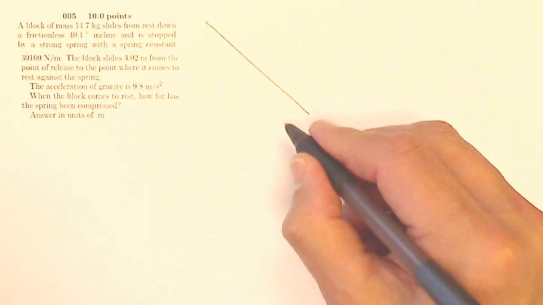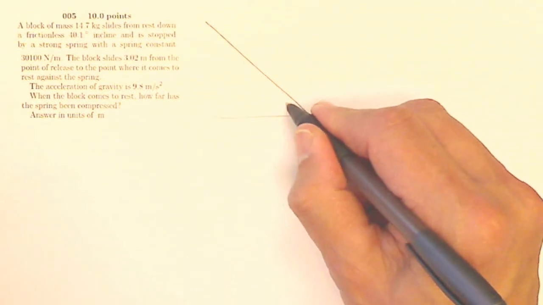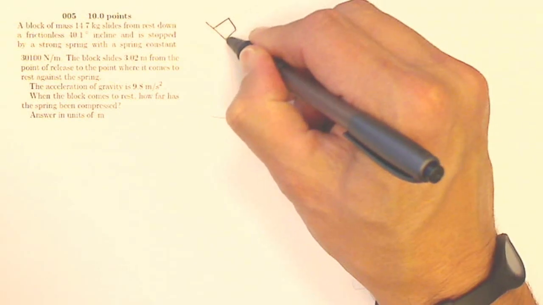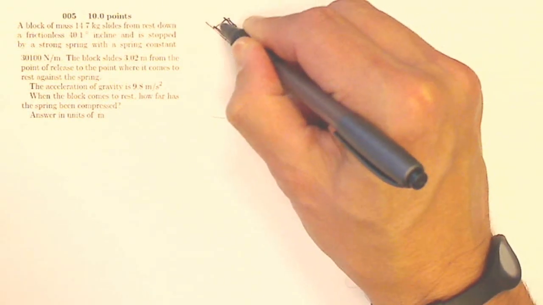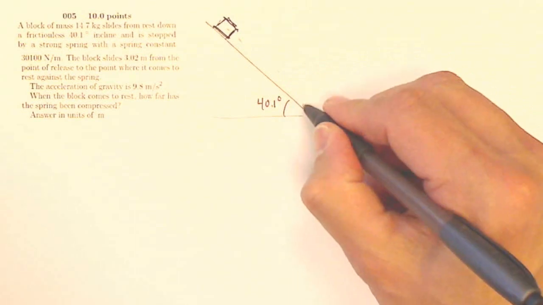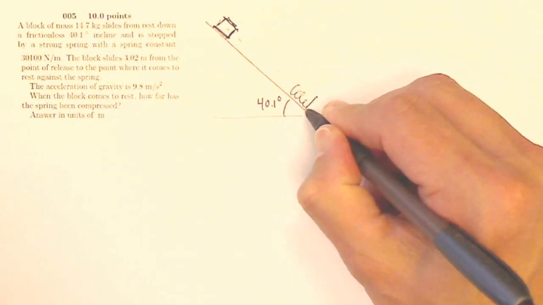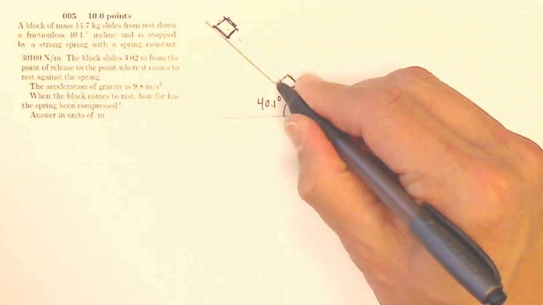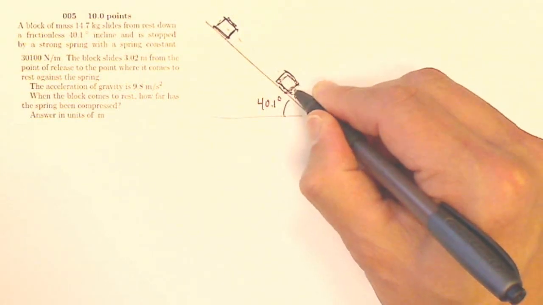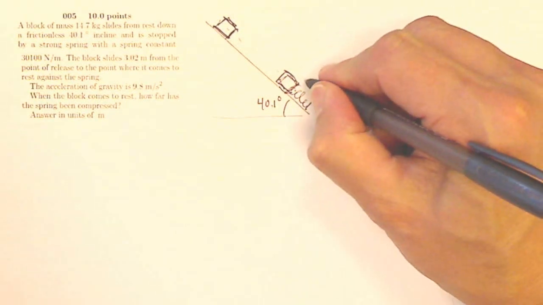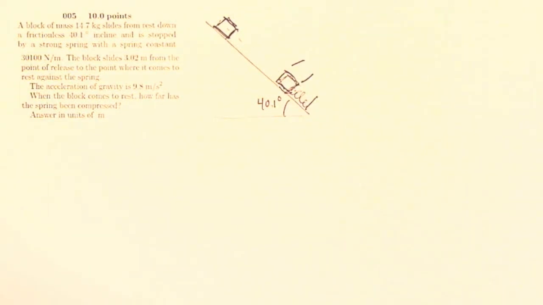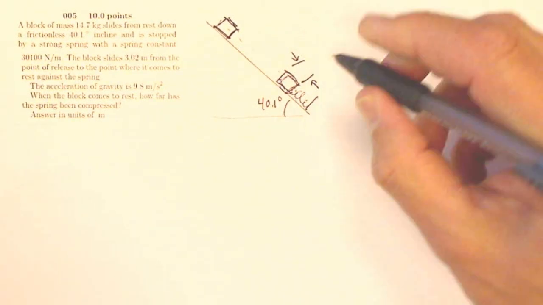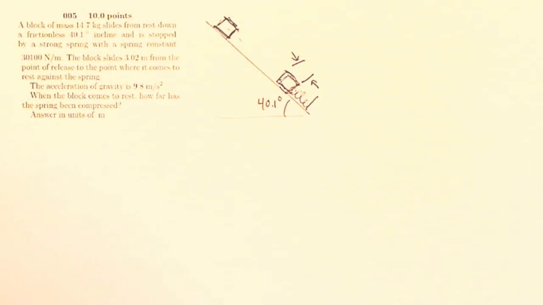So I've got an incline, with an angle of 40.1 degrees. I've got a block that starts from rest and slides down the incline until it comes to rest against the spring, and it compresses the spring so that at the end the block is compressed against the spring, and that block is again at rest. What it's looking for is what is this distance that the spring is compressed.